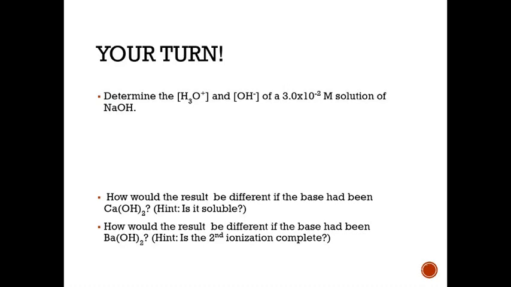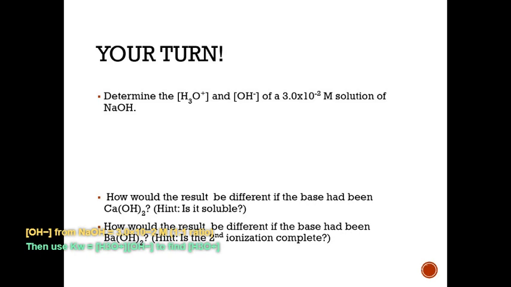Now it's your turn to practice. You're working with NaOH, a strong base that completely dissociates. Remember, NaOH gives one hydroxide ion per formula unit, so 3.1 x 10^-2 M NaOH means OH- is also 3.1 x 10^-2 M. Then use Kw to find the hydronium concentration.